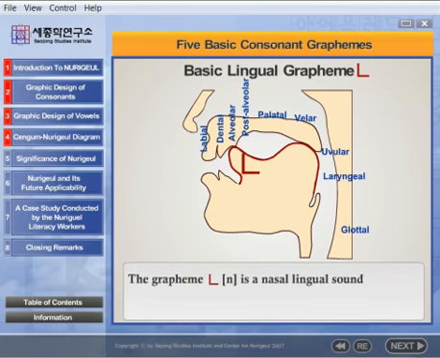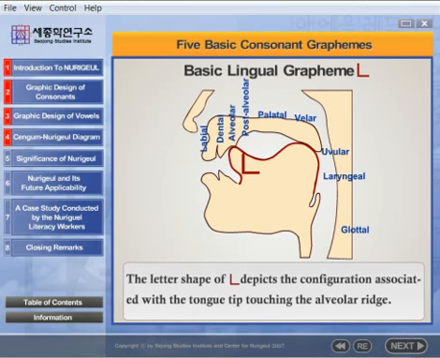The grapheme Nu is a nasal lingual sound, as in the n sound in noise. The letter shape of Nu depicts the configuration associated with the back of the tongue touching the alveolar ridge.